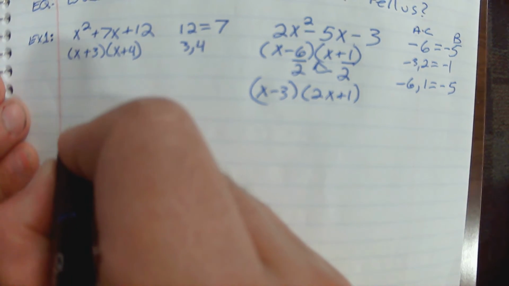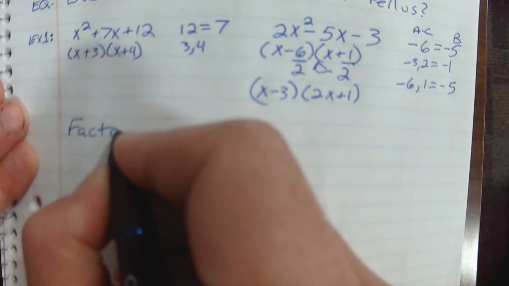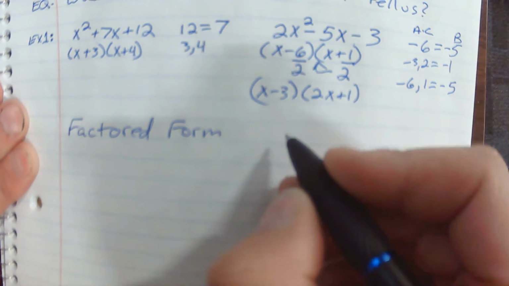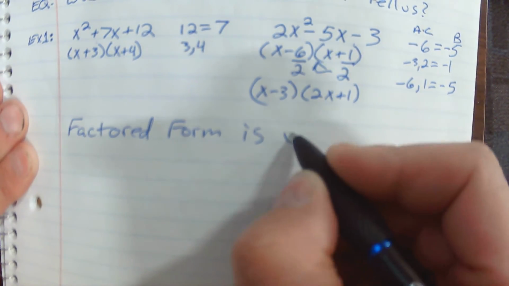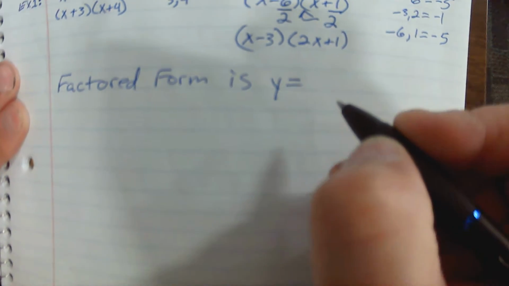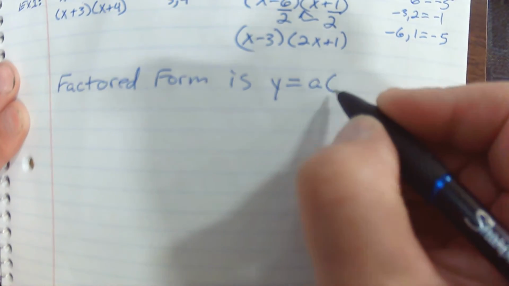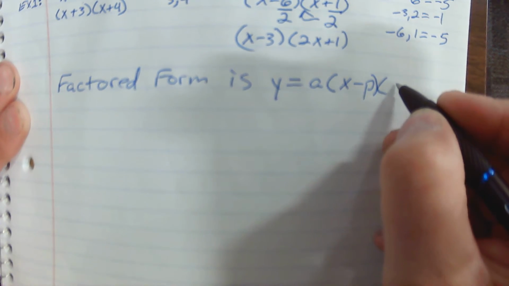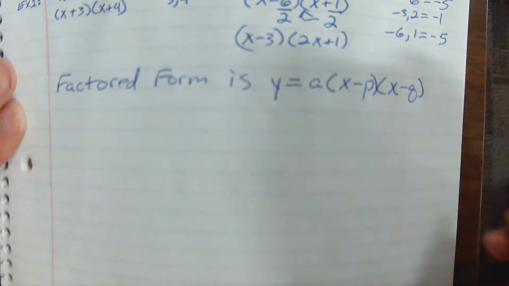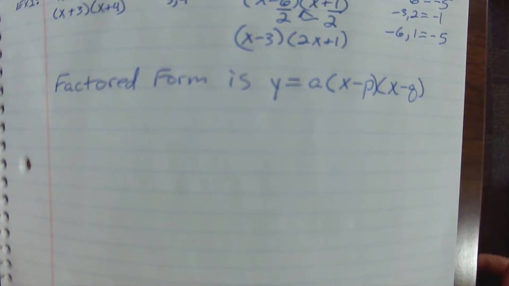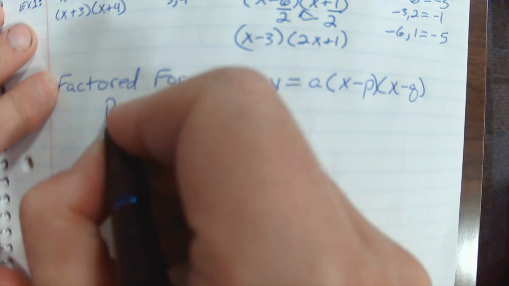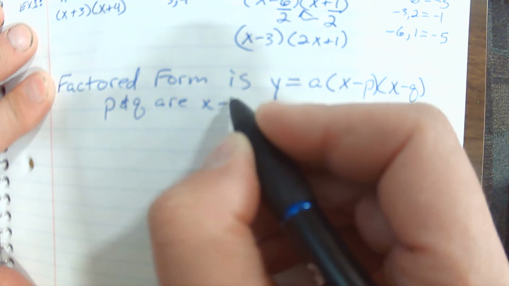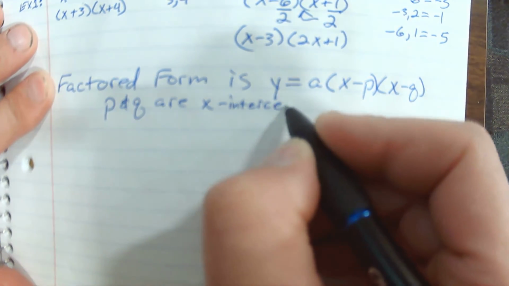All right, so that was a review. What exactly is factored form? Factored form is y equals a times the quantity x minus p times x minus q, where p and q are x-intercepts. I should try to write that. P and Q are x-intercepts.